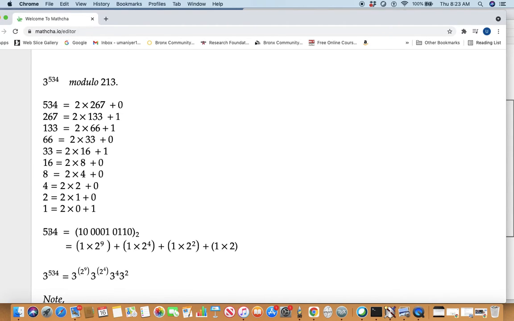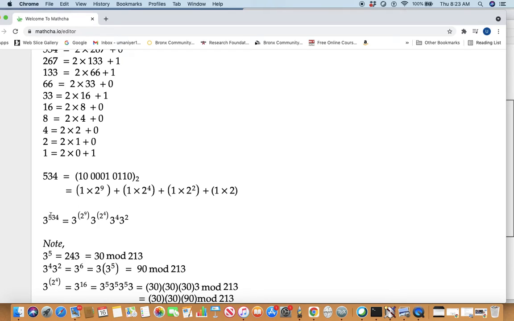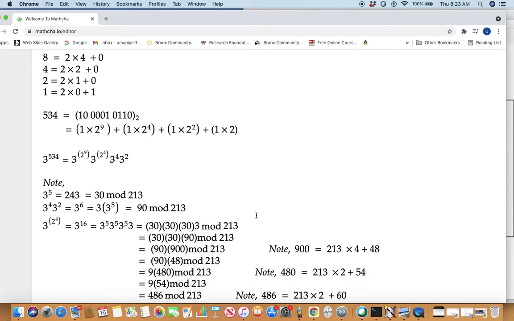So you have these remainders. So 534 is the sum of powers of 2, and these are the coefficients for the respective powers. Notice a whole bunch of zeros are thrown away. Only ones contribute to a power. So 3 to the power 534 is 3 to this power, 3 to this power, 3 to this power, 3 to this power, and this power. All right.